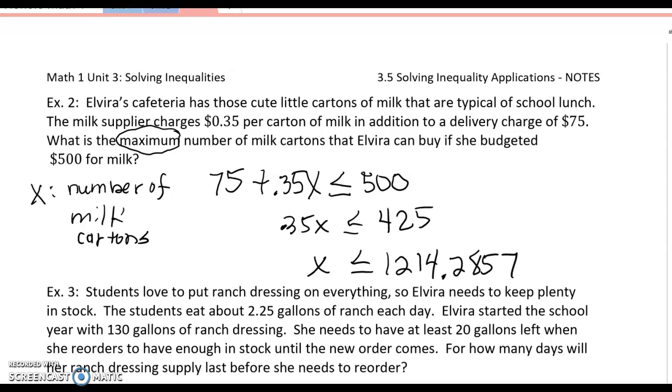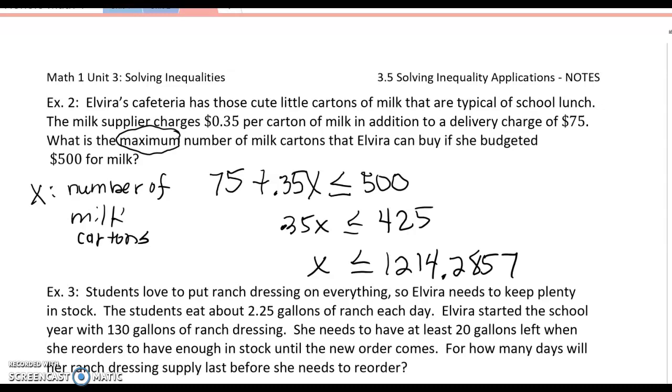All right, so when we solve for x, using the help of our calculator, we get this decimal approximation. Now, we got to be careful. Again, we talked about with these word problems that you need to write a summary sentence. So you don't want to end this problem by circling x is less than or equal to this decimal. We got to think about what x represents here. x represents the number of milk cartons that we're going to order. And we cannot say Elvira needs to order 1,214.2857 cartons of milk. So we definitely have to round.